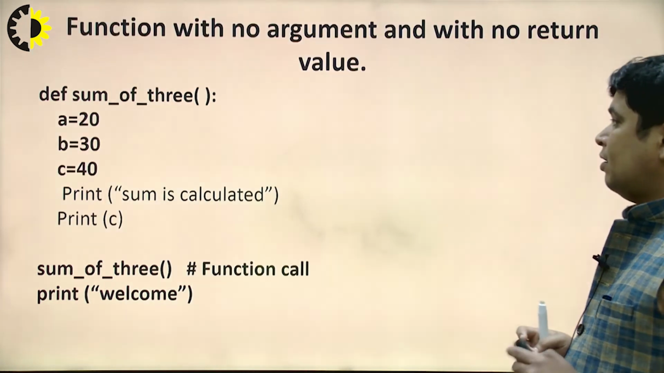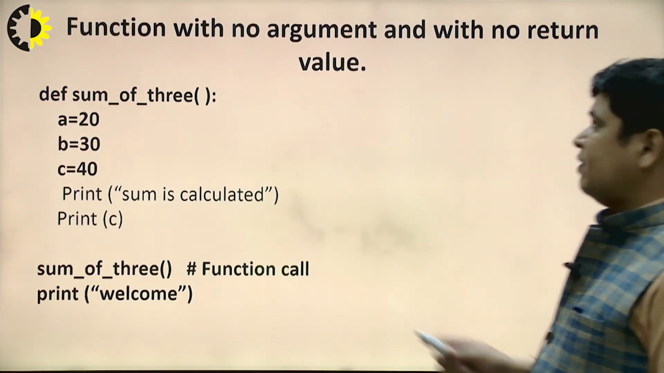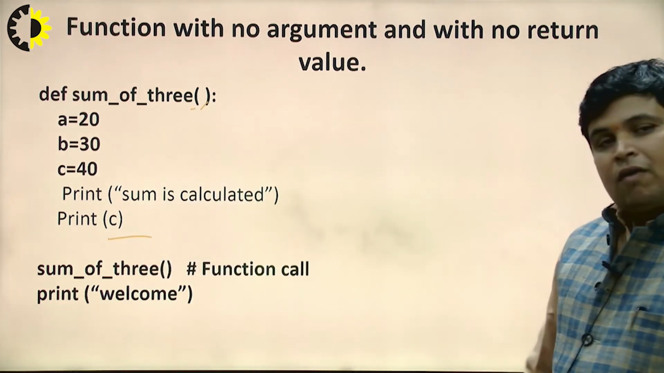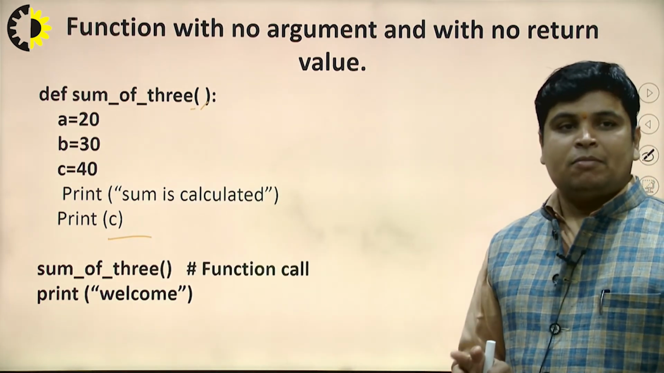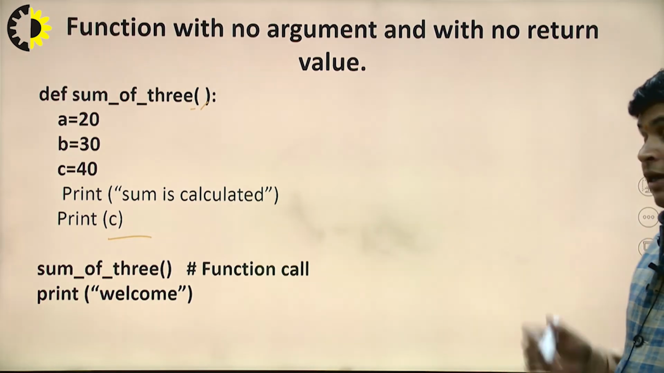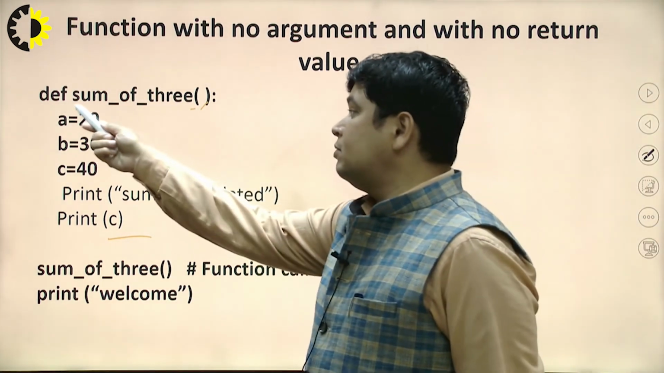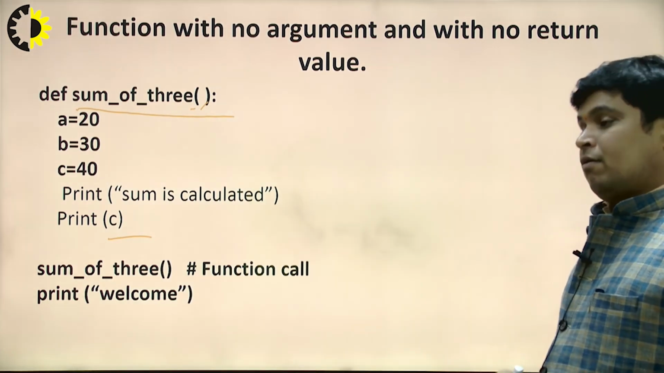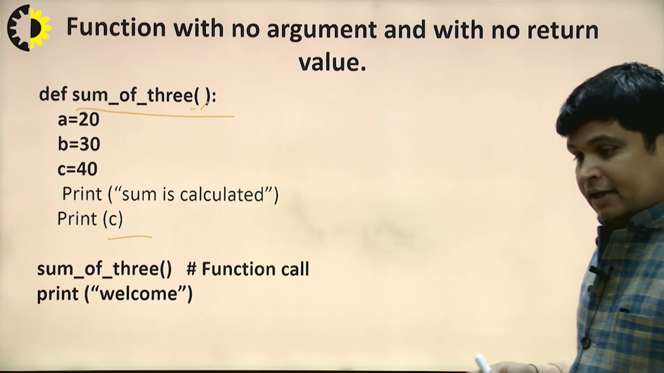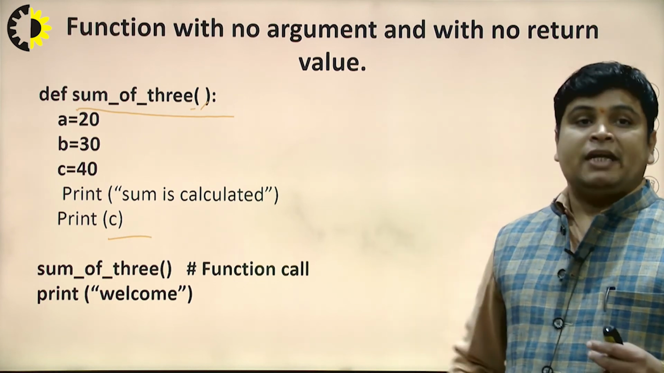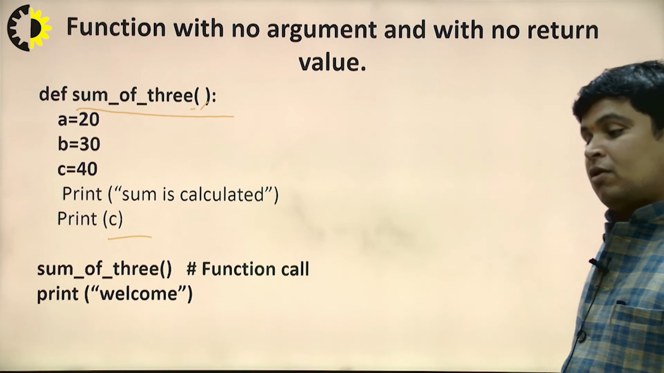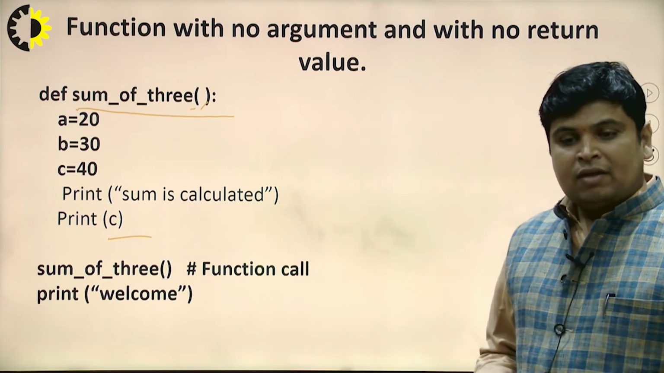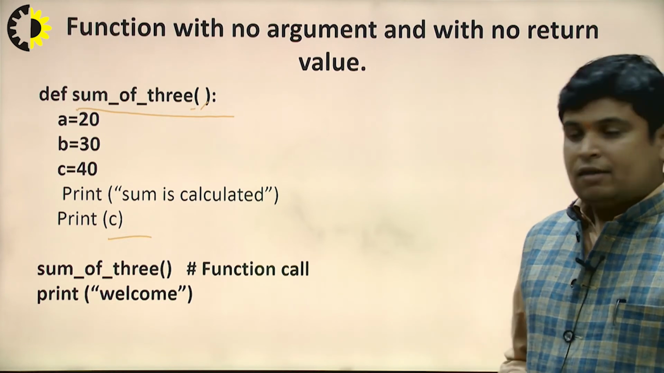Okay. Now, this is the last category. Function has no argument and no return statement. Now, I can again solve the same problem. By the 4 categories, I have solved the same problem, sum of 3. So, there is no issue regarding which category we choose. The selection of the category of a function depends on the programmer. This is the programmer's choice, whether they want to develop their code in which category. Okay.